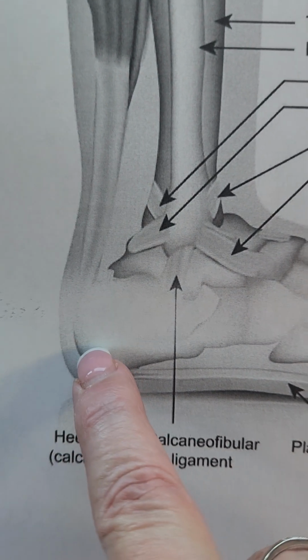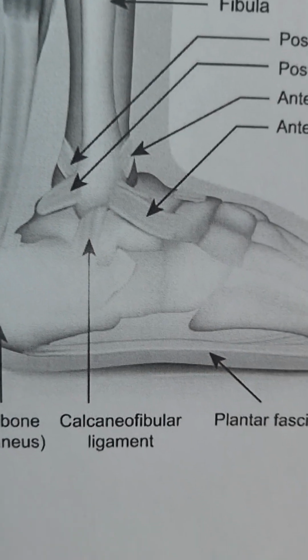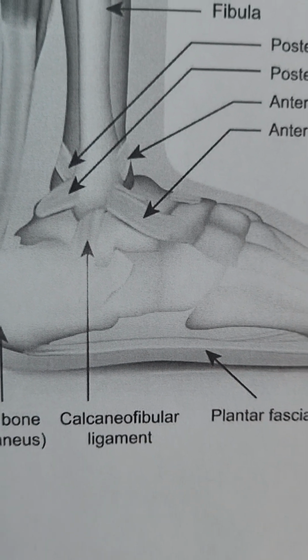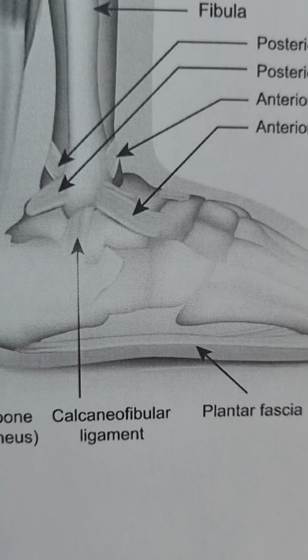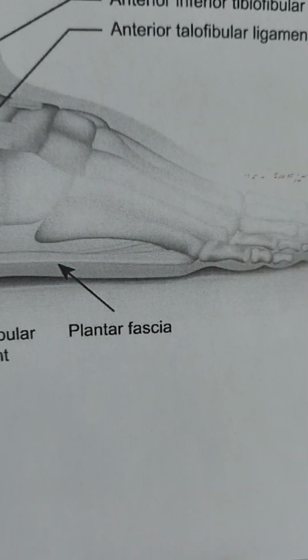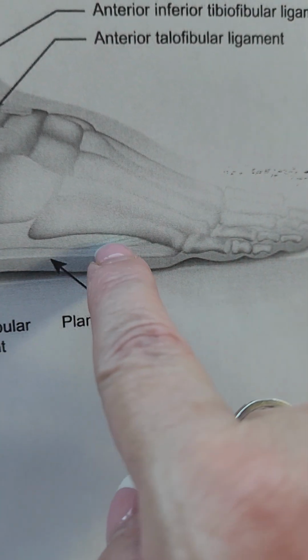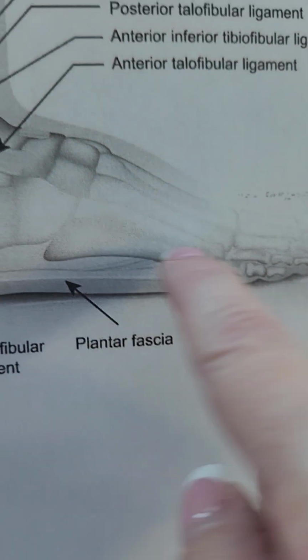Once again, here's the calcaneus, the heel. This whole thing right here. So we have a calcaneal fibula because it is right there. Then we have the plantar fascia. Plantar fascia is here, right here.